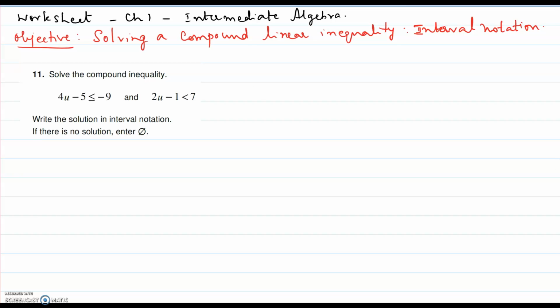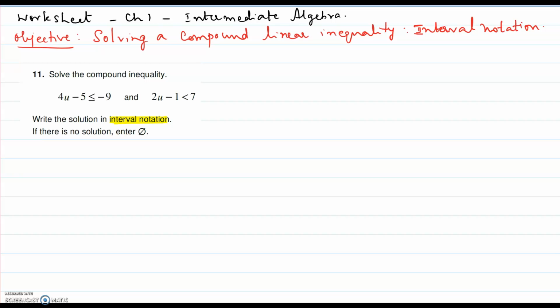Hi, in this video, I will be showing you problem number 11 from the worksheet for chapter 1 for the intermediate algebra class. Objective: solving a compound linear inequality, interval notation. Solve the compound linear inequality 4u minus 5 less than or equal to negative 9 and 2u minus 1 less than 7. Write the solution in interval notation. If there is no solution, enter 5.